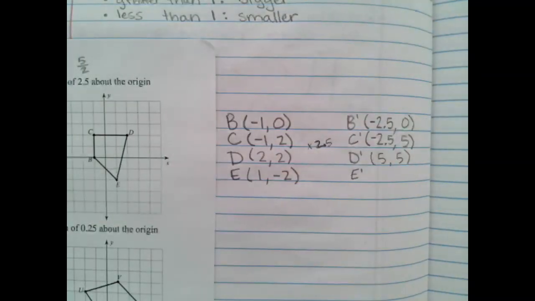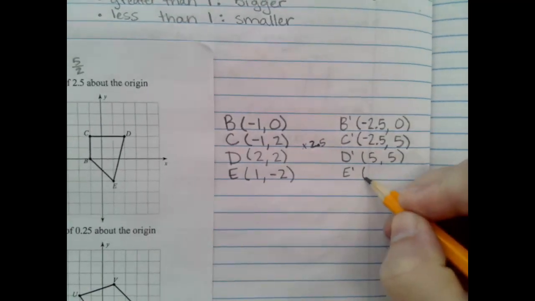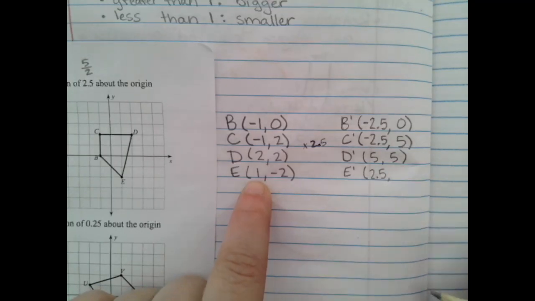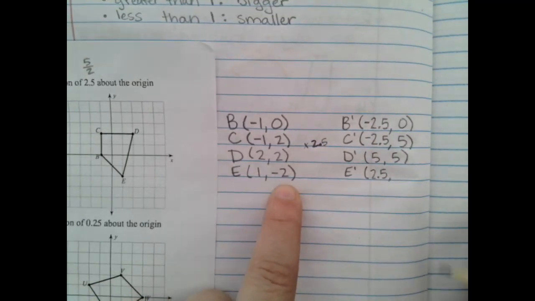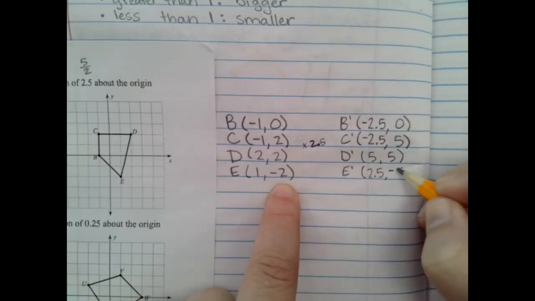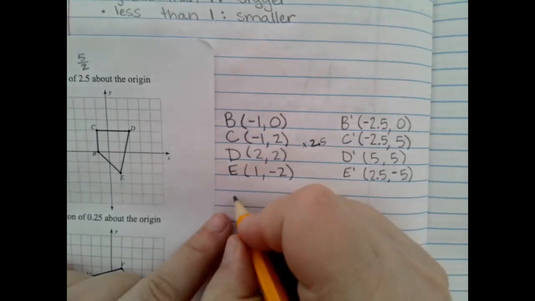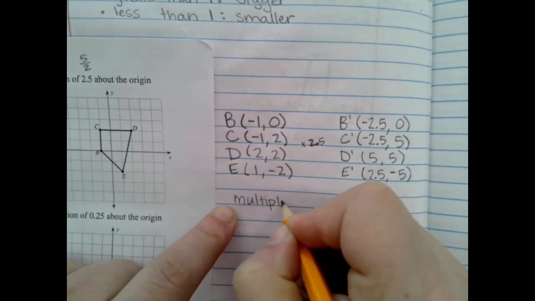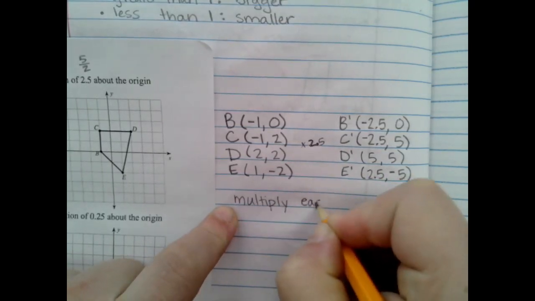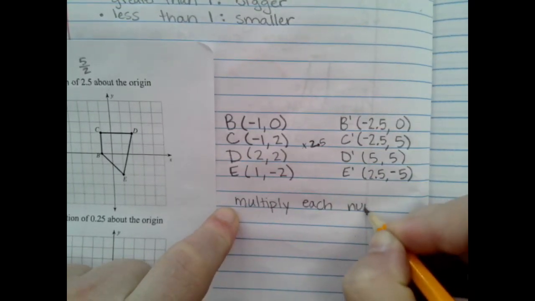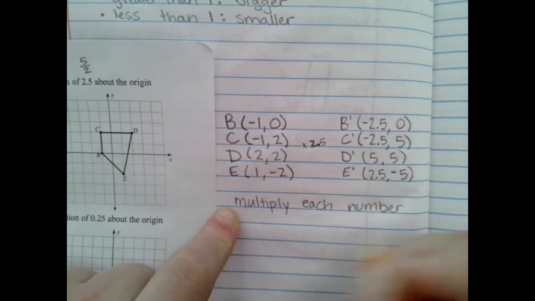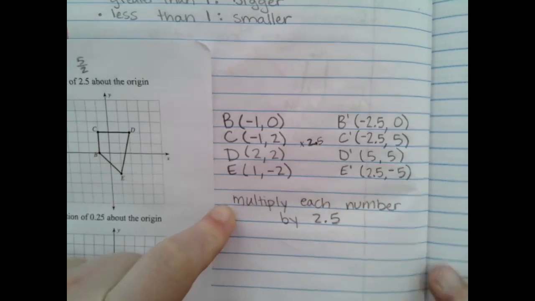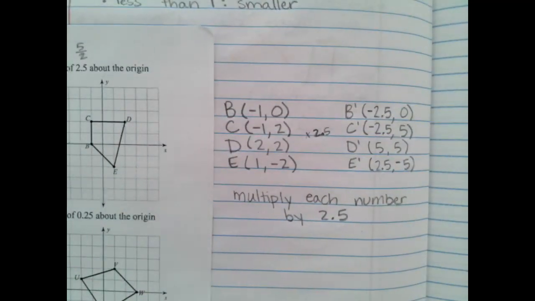1 times 2.5? 2.5. And -2 times 2.5? -5. So all we did here, if you need to write this to remind yourself, is multiply each number by the scale factor. And this time our scale factor was 2.5. Okay, that's really all we have to do. It doesn't take too long.